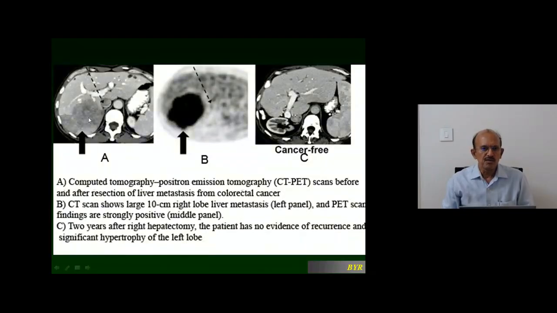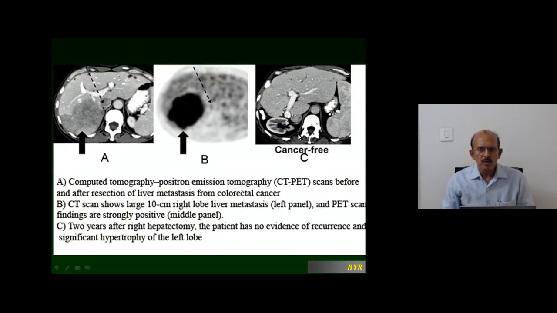This is an example of solitary liver secondary from colon cancer. So you can see it here in the computed tomography as well as in the PET scan. You find the mass here in the liver. And the patient underwent hemihepatectomy, right? Hemihepatectomy along with hemicolectomy.